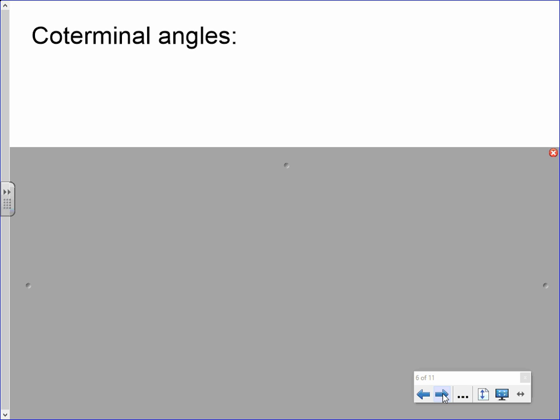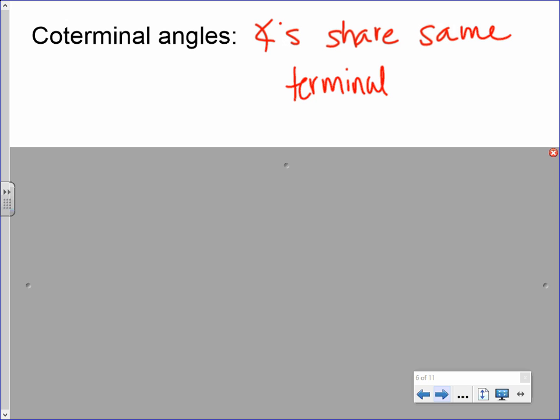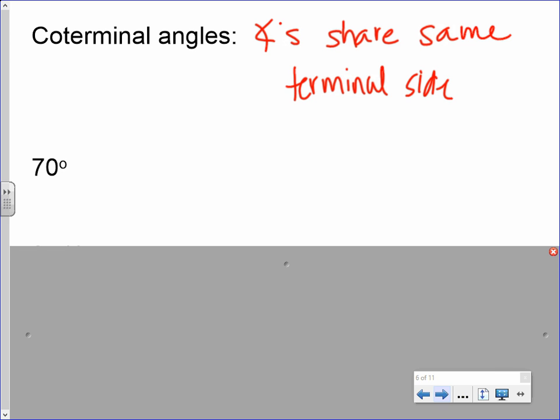Terminal. We have terminal sides of angles. So we have angles that share the same terminal side. As Pod 2 described it, they end in the same spot. Nick even said they're 360 degrees apart. It doesn't necessarily have to be 360 degrees. They can be 720 degrees apart. You could be really obnoxious and say 360 degrees times 5 apart. But as long as they end in the same spot, we are talking about a coterminal angle.